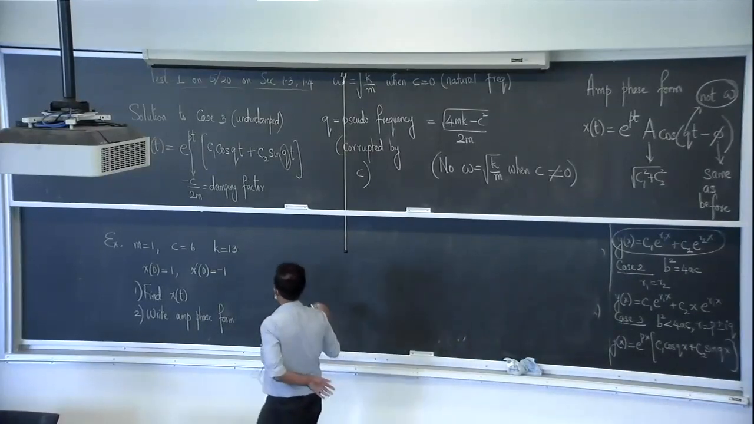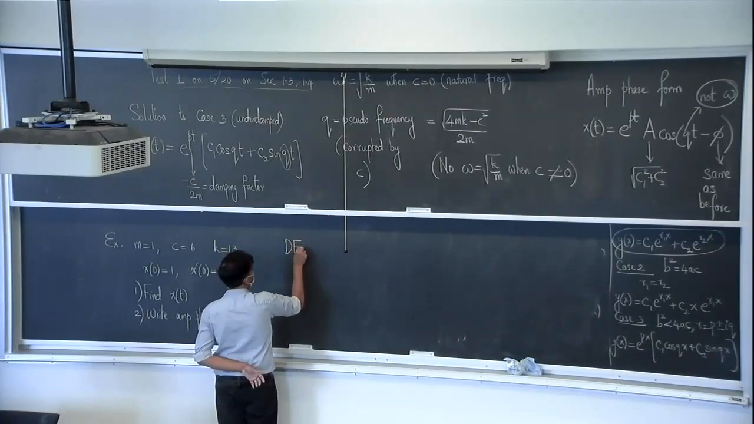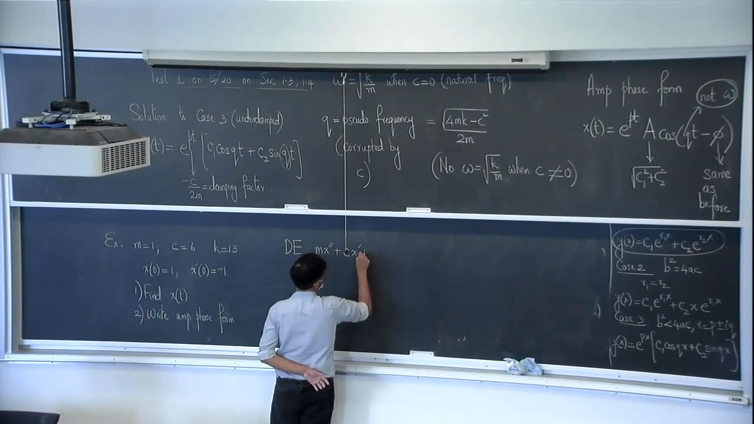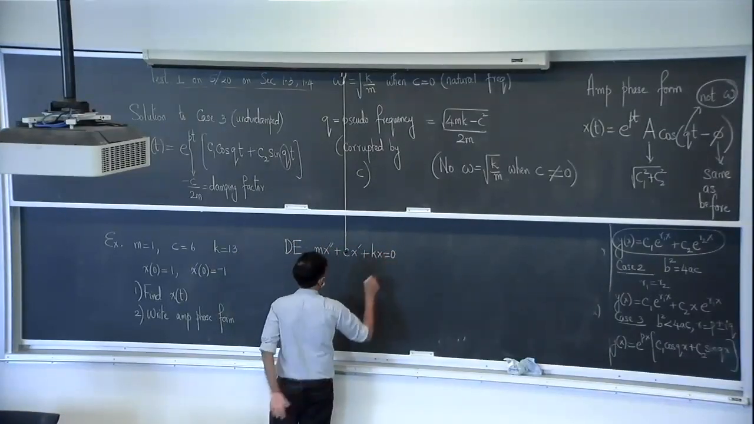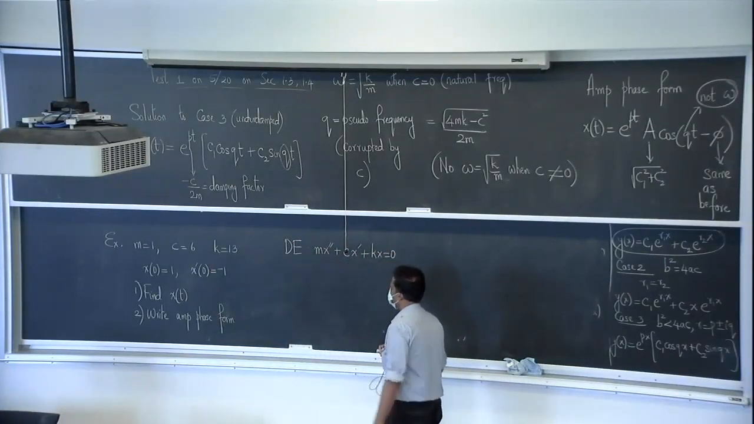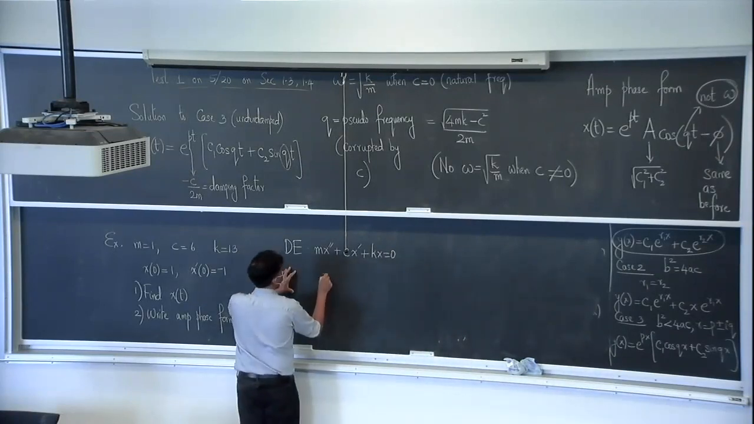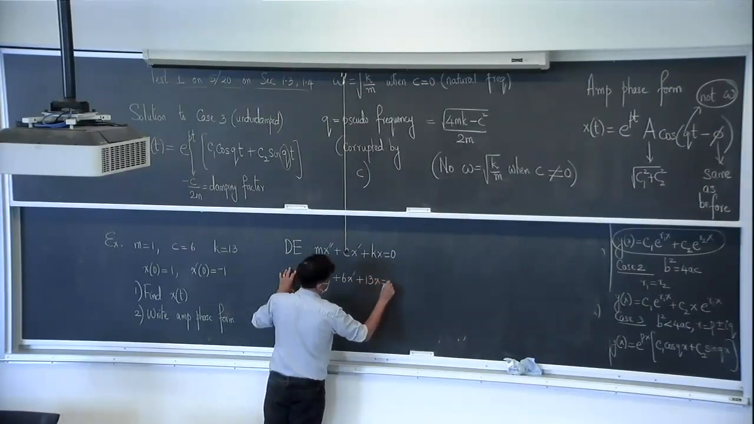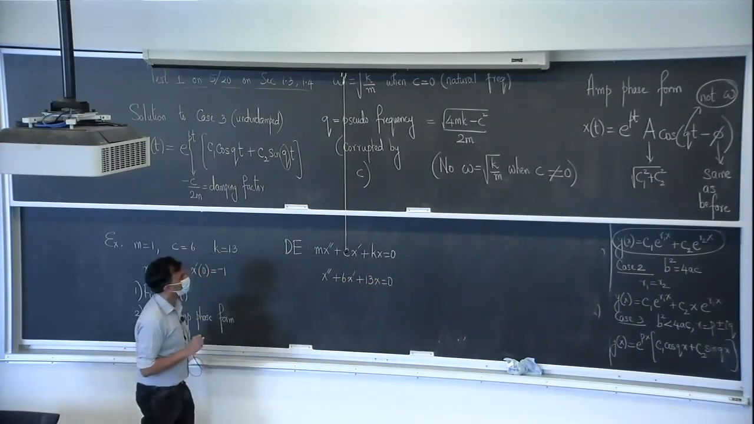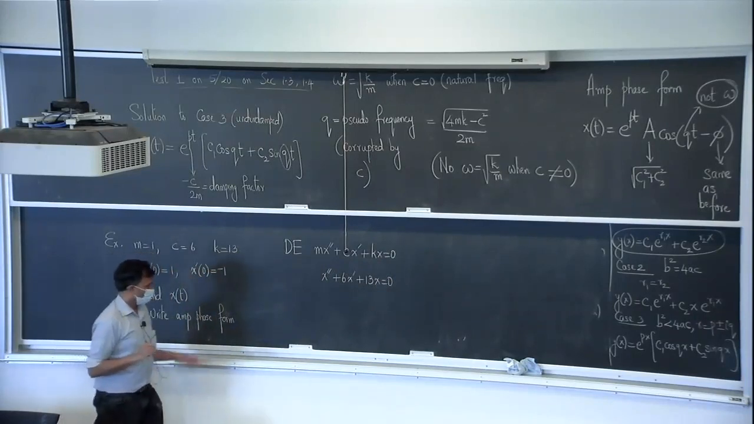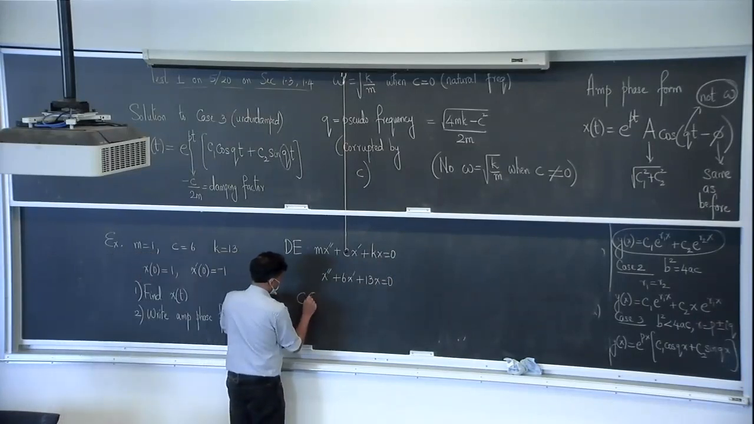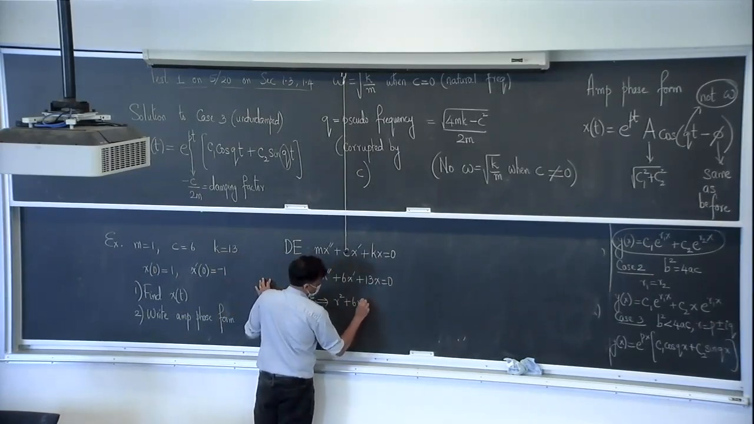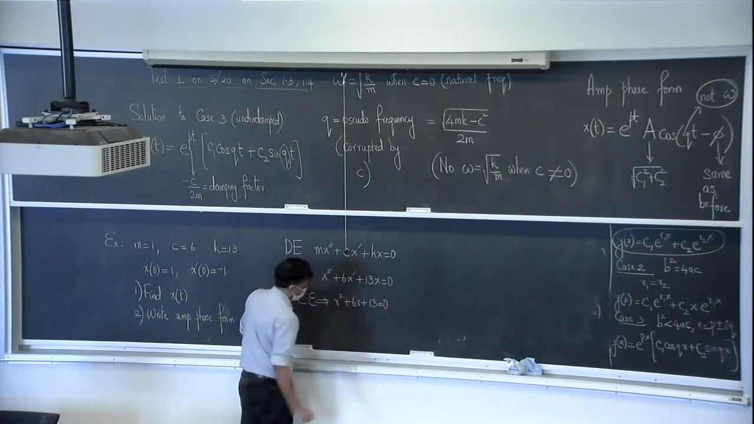All right, so the governing differential equation is mx double prime plus cx prime plus kx equal to 0, which is x double prime plus 6x prime plus 13x equal to 0. And the characteristic equation, we did this yesterday, right? R squared plus 6r plus 13 equal to 0.